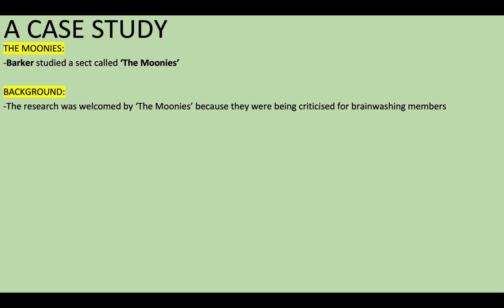Okay, so let's look at a case study now. So the Moonies. Barker, she studied a sect called the Moonies. Remember, we can use case studies as one type of AO2. We've got 3 that we can choose from at least. Okay, so background. The research was welcomed by the Moonies because they were criticised for brainwashing or indoctrinating their members. Remember that term. The Moonies agreed to take part because they wanted to get rid of this accusation that they were brainwashing people.